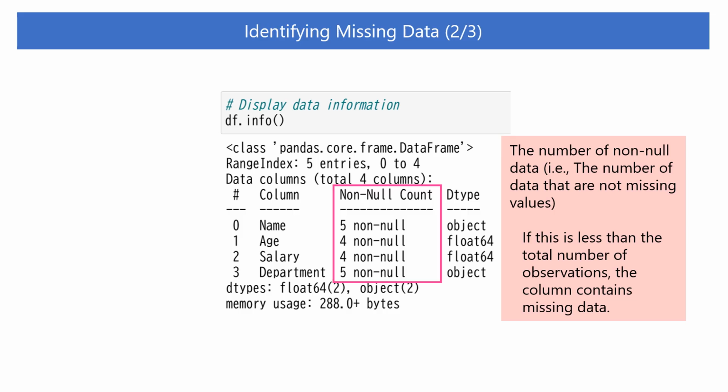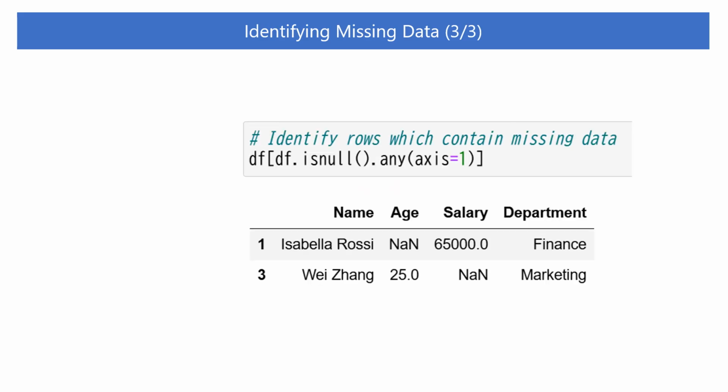Therefore, the number of non-nulls is the number of data that are not missing values. If this is less than the total number of observations, the column contains missing data. In this data, there are 5 observations for name and department, but only 4 observations for age and salary. Therefore, it seems that there's one missing data in each of age and salary. Now, we see that age and salary data for one of the employees is not recorded.